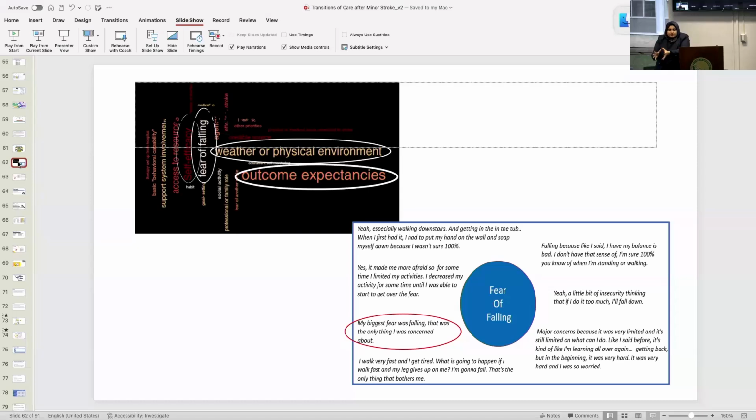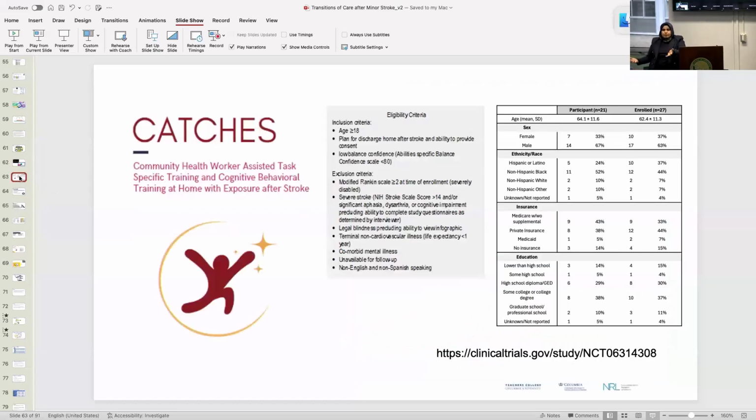What we did find that was kind of unifying was more than 2/3 of our patient population, and these are the mildly disabled chronic stroke survivors, said soon after the stroke, they had this fear of falling. In particular, one said my biggest fear was falling, and that was the only thing I was concerned about. And this is kind of like a verbal heat map that shows fear of falling was tied in with their physical environment and also their outcome expectancy. So they thought, if we walk a lot, we're gonna fall. But perhaps that was not the case, which is literally why they were discharged home, because they were safe to go home. And that's where the difference is.